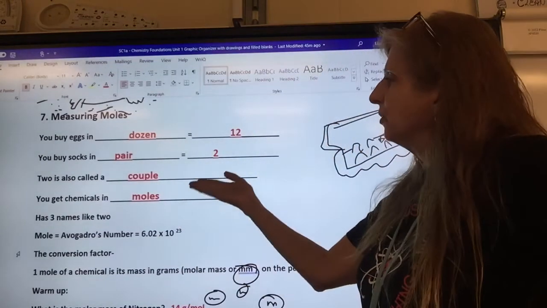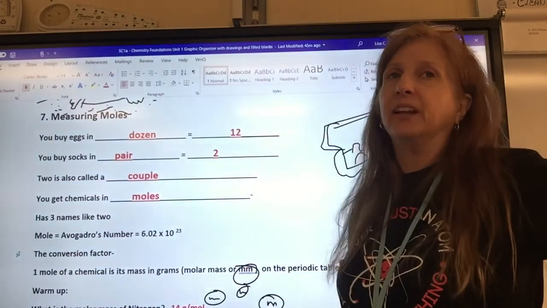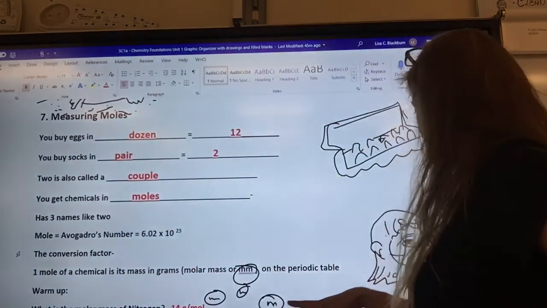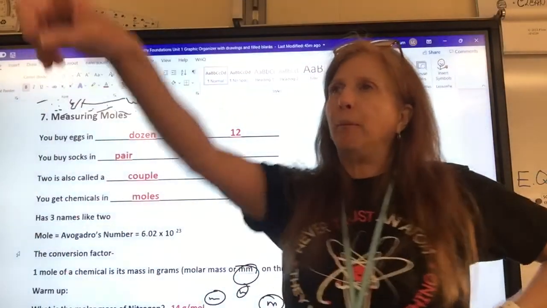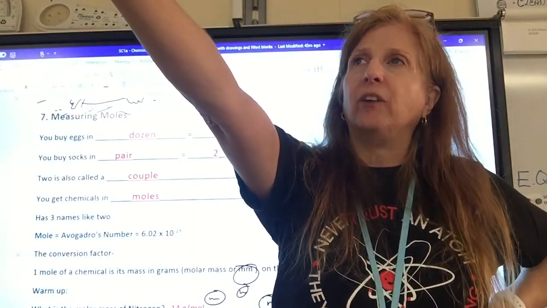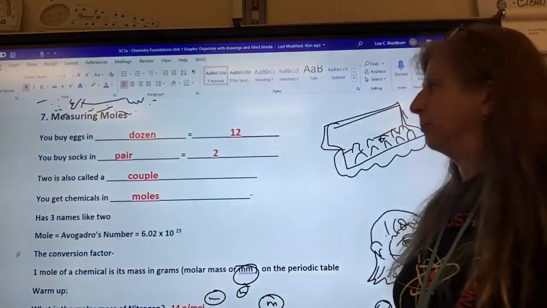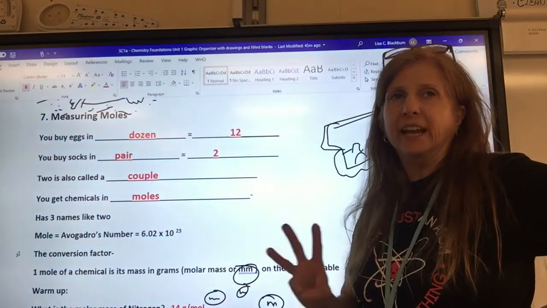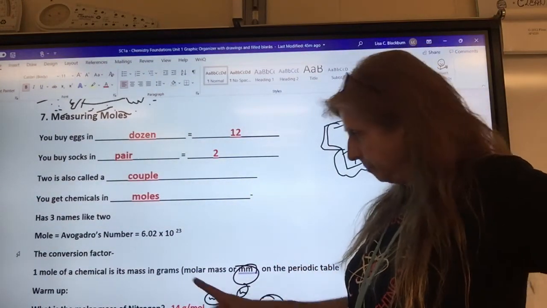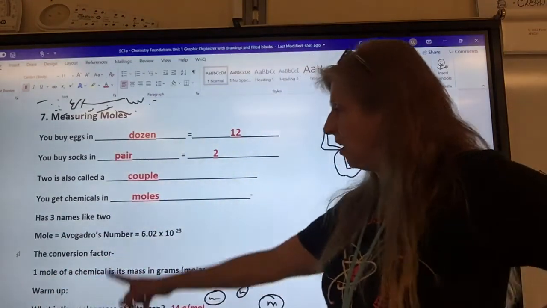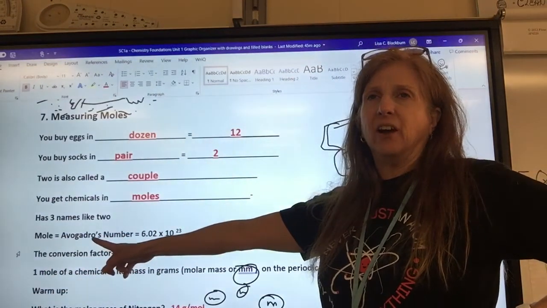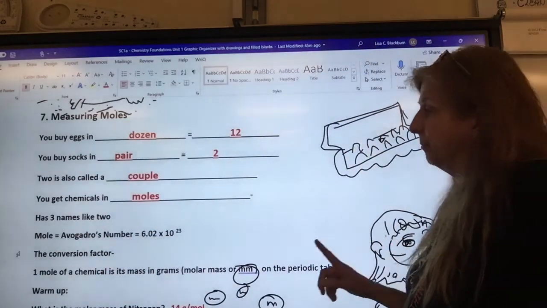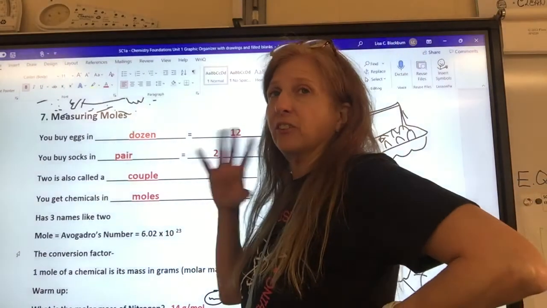Well, what we use for chemicals, you don't go get chemicals in a dozen or in a pair. You get them in a unit called moles. So mole is a little furry animal. So I put one on my wall over there. Isn't he cute? I drew him and stuck him up there this morning to help you remember this. But this number that you get chemicals in has 3 names, just like 2. It's called a mole. It's also called Avogadro's number, named after the guy who invented it, Amadeo Avogadro. That's his picture, and that really looks a lot like him. He wasn't real pretty. He was a good scientist, not a model.